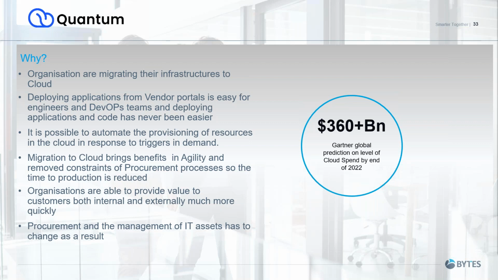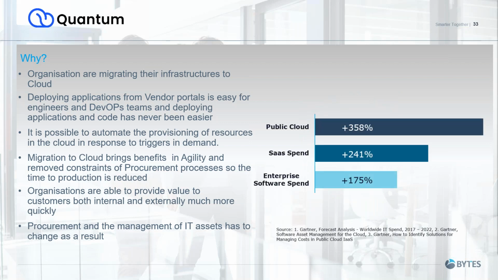To the extent that, just looking at some of the stats there, from a Gartner global prediction, they reckon that $360 billion worth of spend by the end of 2022. So the challenges that brings are around management of those resources and the procurement of those resources as well. How do we manage those? How do we cross-charge them? And we also have additional issues in terms of how do we get visibility of what is being spent where?